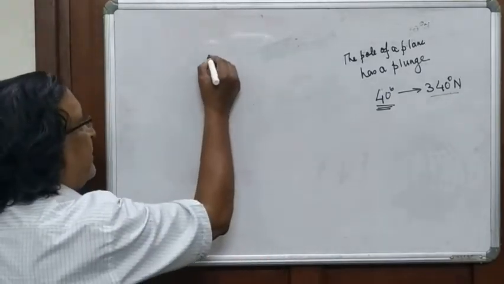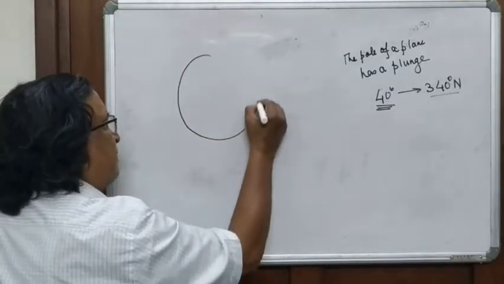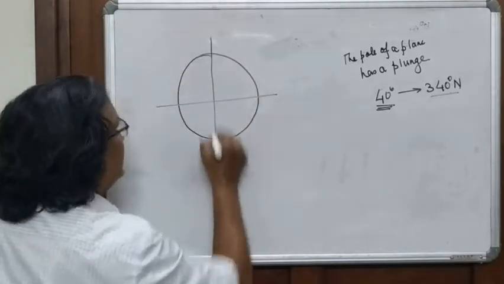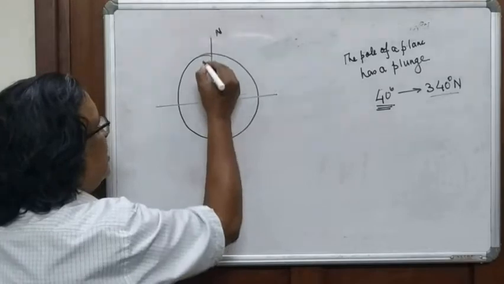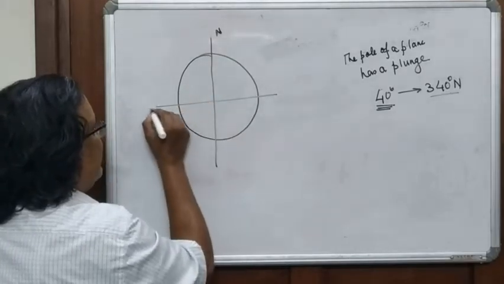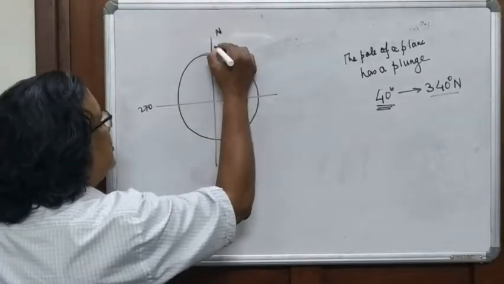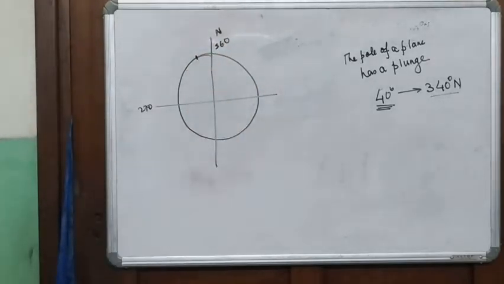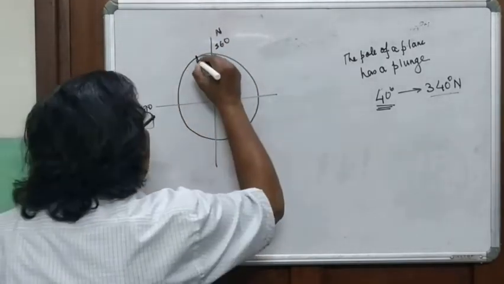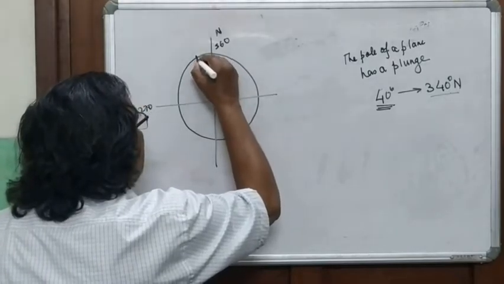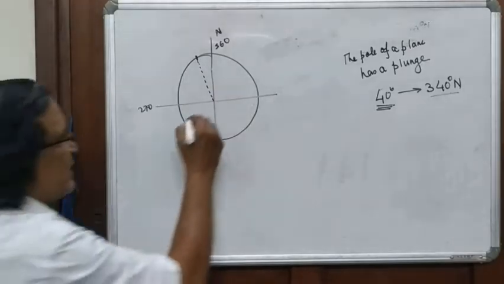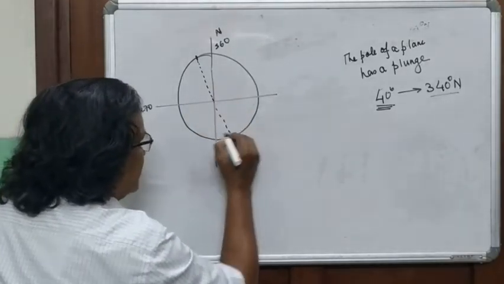So let's say this is the stereo plot. Again I draw this. This is north. So 340, this is 270, and this is 360. So 340 should be somewhere here, right? So I draw a line at 340, and let me extend this.